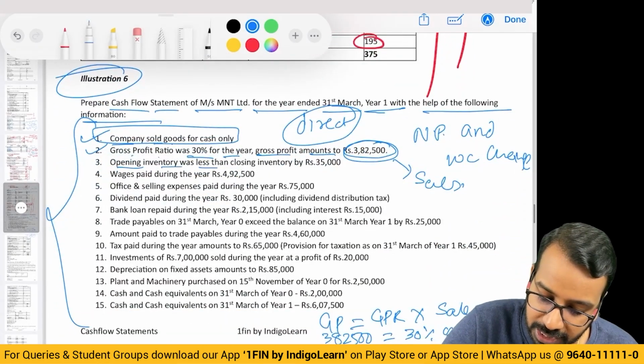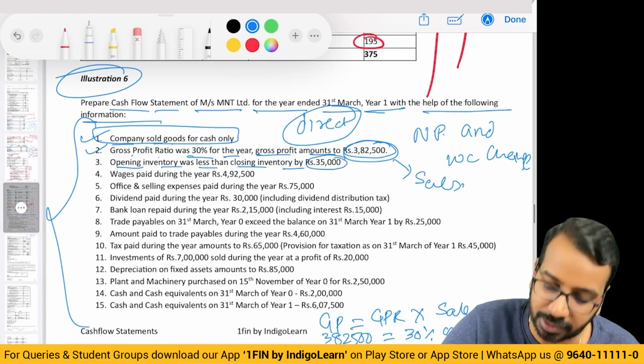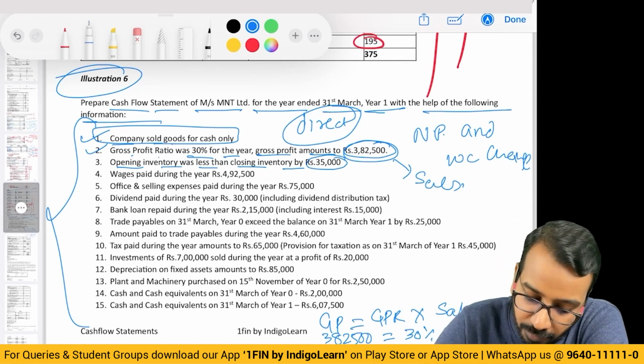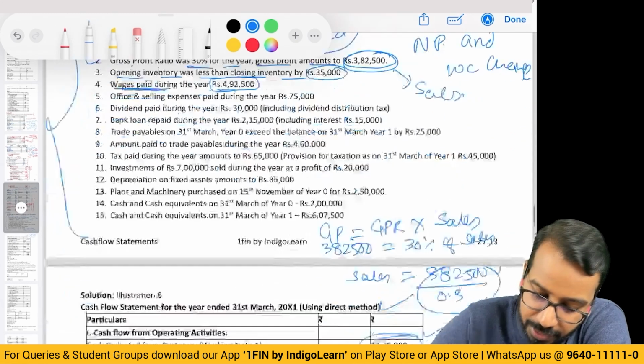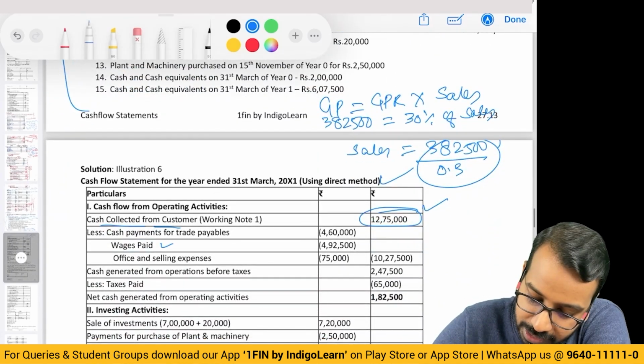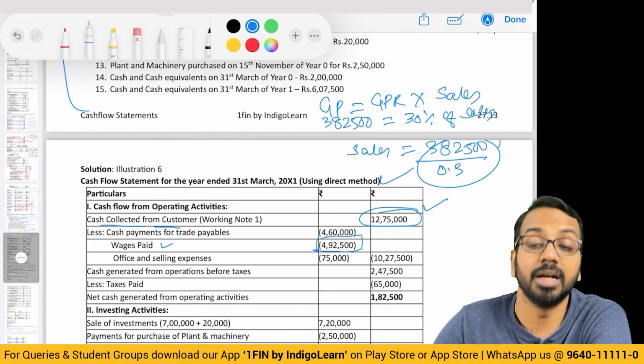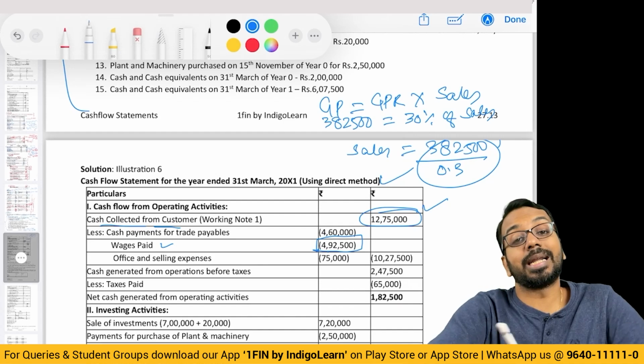Opening inventory was less than closing inventory by 35,000. We'll see how to use that information. Wages paid during the year 490 to 500. They have directly said wages paid. So you can pick that number and you can say wages paid 490 to 500. Sir, can we write wages paid first, trade payables next?